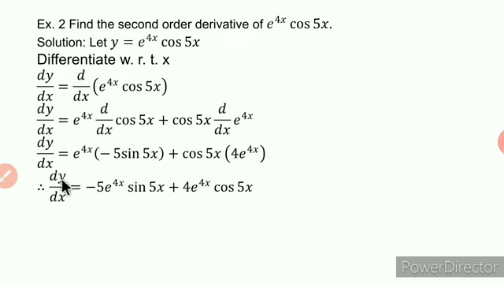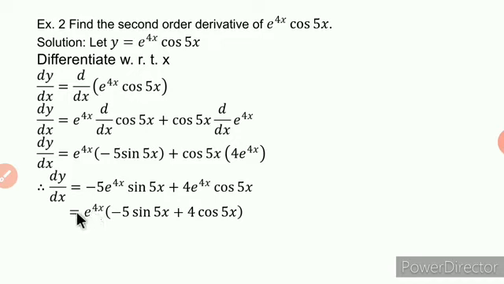Therefore dy by dx is equal to minus 5 e raised to 4x into sin 5x plus 4 e raised to 4x into cos 5x. Now taking e raised to 4x as the common factor from both the terms on the RHS, we get dy by dx is equal to e raised to 4x multiplied by, inside the bracket, minus 5 sin 5x plus 4 cos 5x.